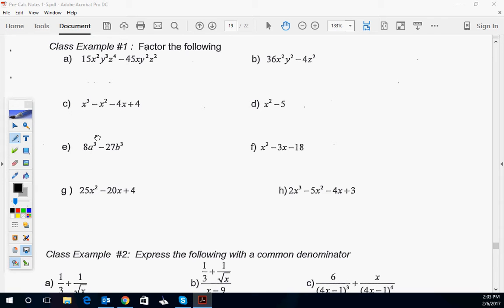Factoring review for this section, the biggest thing to remember is your factoring tree. What I mean by that is the first thing we always start with is GCF. You always want to see if you can GCF things to make your life easier. Okay? So for example, this one, all we can do is GCF.